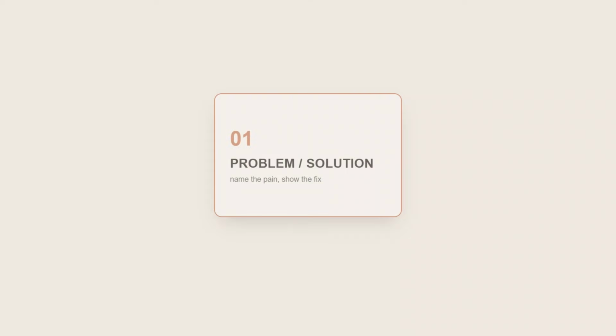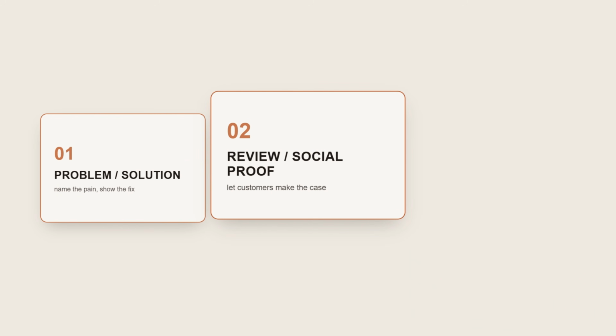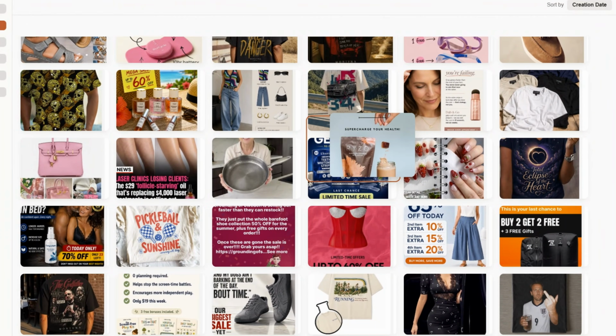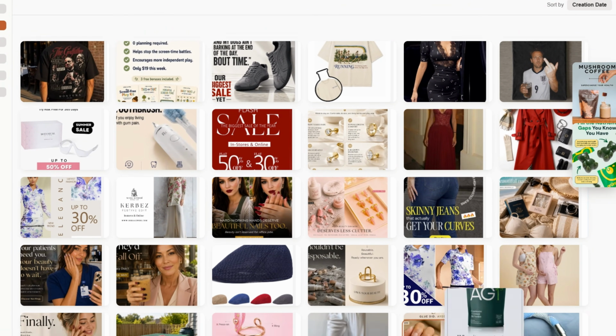So out of all of these ads on here, I'm finding 3 different concepts that keep coming up again and again that are worth rebuilding. Concept number 1 is your problem solution concept. Concept number 2 is review or social proof. And concept number 3 is your product hero plus offer. So I'm gonna scroll through all of these until I find a few examples for each concept. And then we can go ahead and recreate them for our own products.